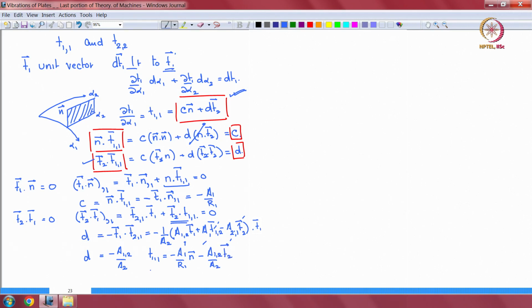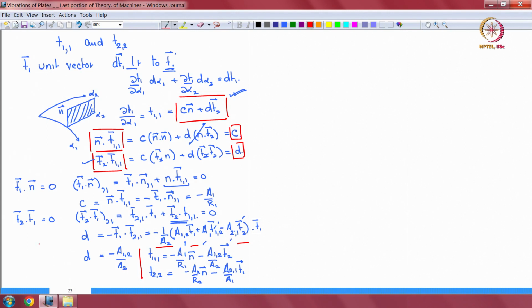and T2,2 is equal to minus A2 by R2 n minus A2,1 by A1 T1, and this was used in finding the new T1,2 and T2,1.